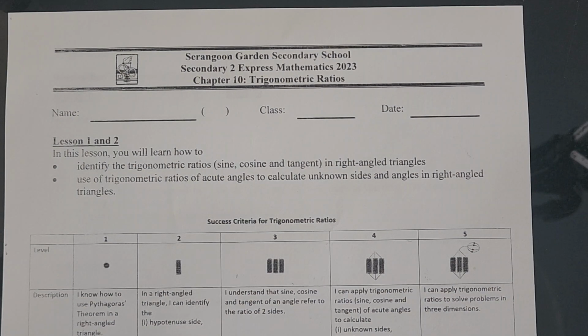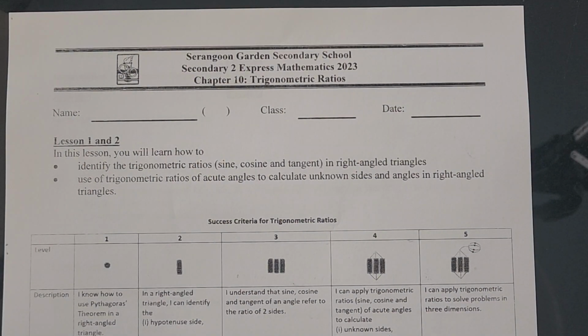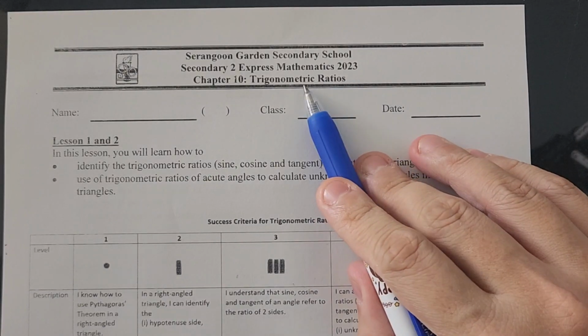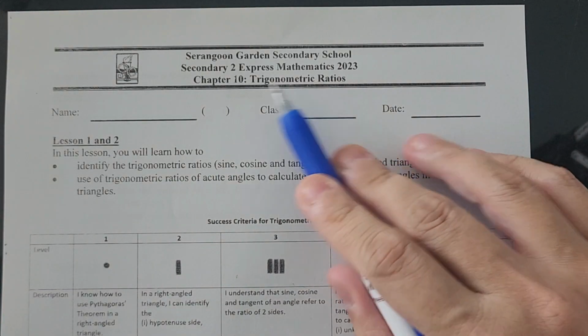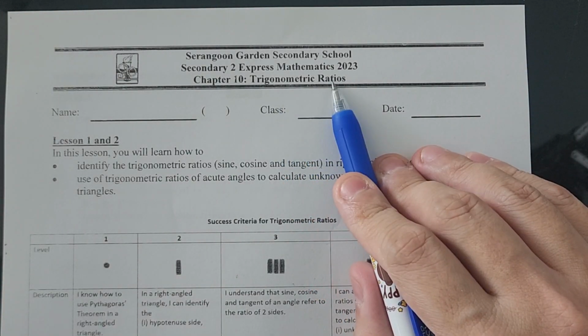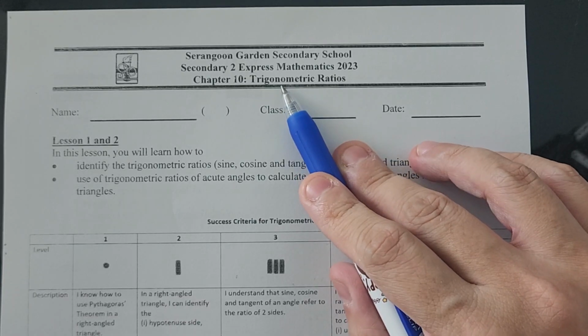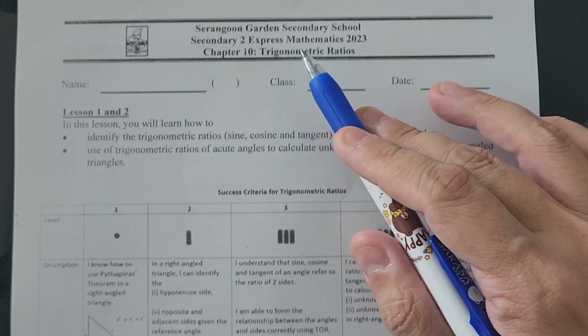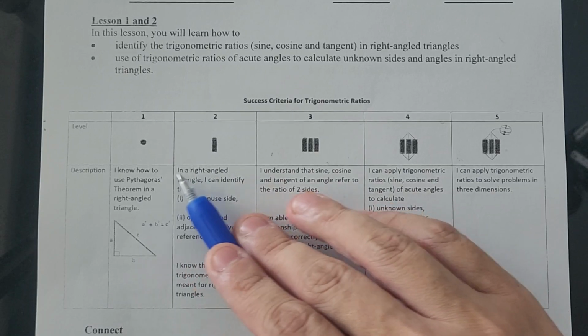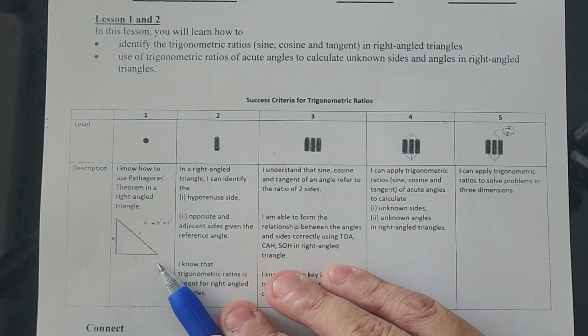Hi everyone, this is chapter 10 on trigonometry ratio. For this chapter, we are going to learn what trigonometry ratio is. So first, let us talk about what trigonometry is. Trigonometry is basically about triangles.